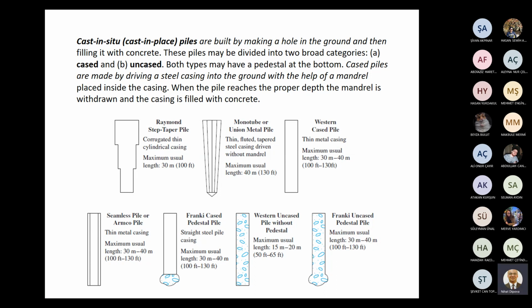Cased piles are made by driving a steel casing into the ground with the help of a mandrel placed inside the casing. When the pile reaches the proper depth, the mandrel is withdrawn and the casing is filled with concrete.